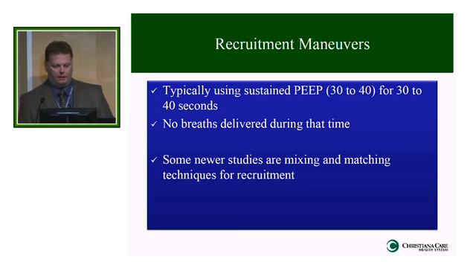So we're going to give this, and we're going to give no breaths delivered during that time. The reason we're not going to stack breaths on top of it is that then you're into a lung injury standpoint. You don't want to cause a pneumo in one of these patients.